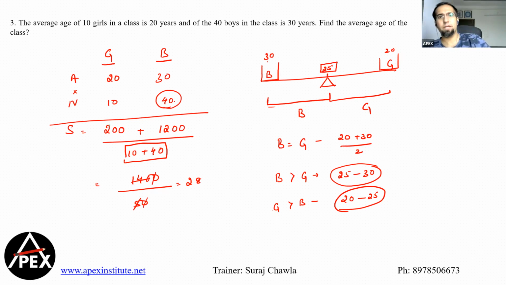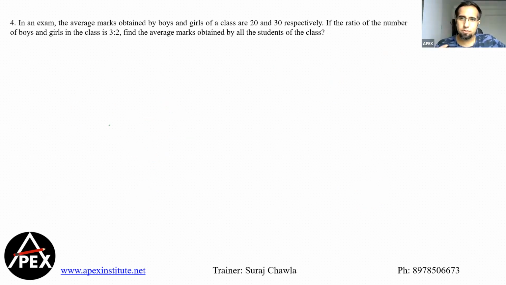Let's get the answer to this question, please. The average marks obtained by boys and girls of a class are 20 and 30 respectively. So I have boys and I have girls. The average marks are 20 and 30. I repeat, if the ratio is given, you cannot take 3:2. Let's say the number of boys is equal to 3x and the number of girls is equal to 2x. So this is average and this is number.